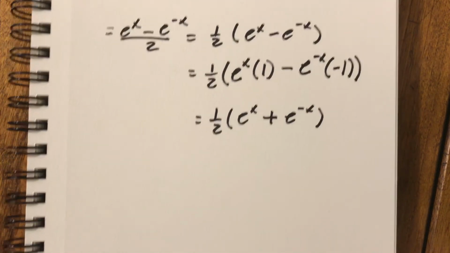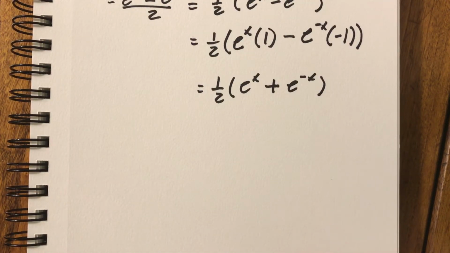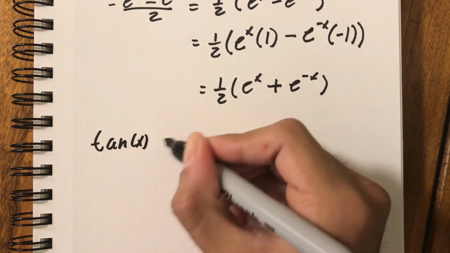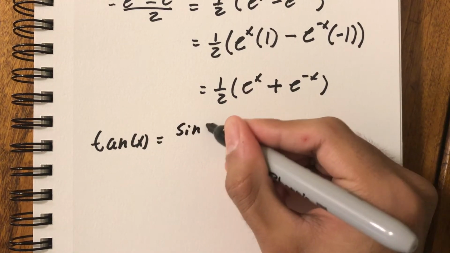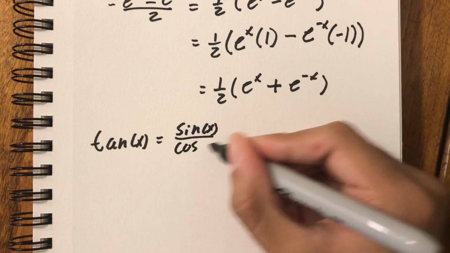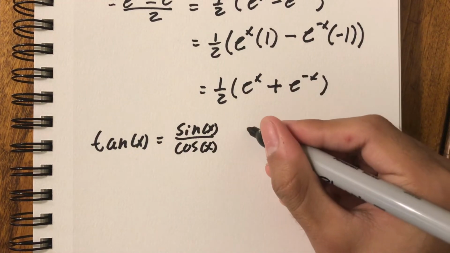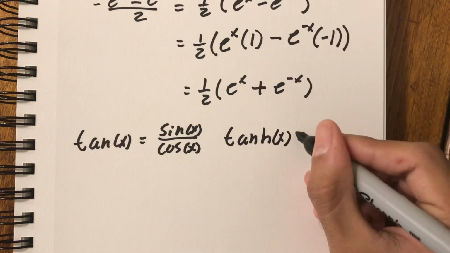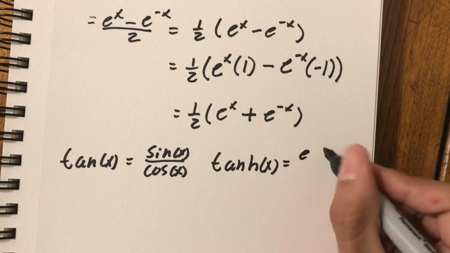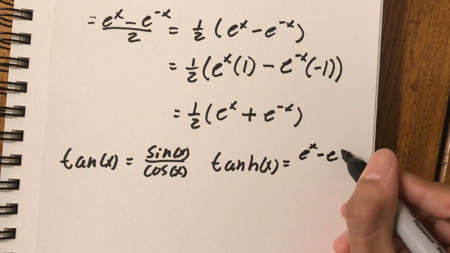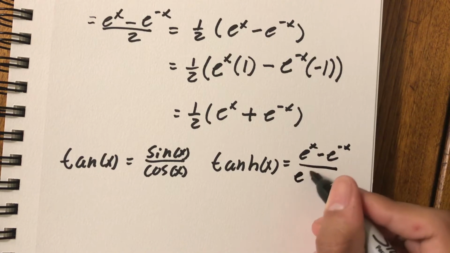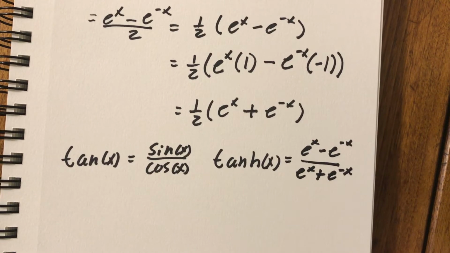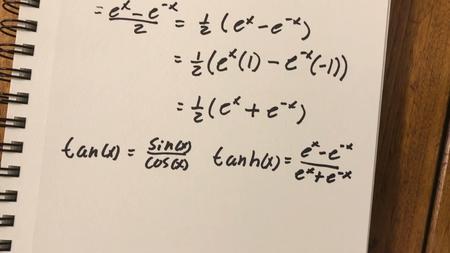Now there are other hyperbolic functions you've got to be aware of, and they behave just like trig functions. So tangent in normal trigonometry is equal to sine of x over cosine of x. And hyperbolic tangent, which is just tangent written with the h, is the same thing. It's hyperbolic sine over hyperbolic cosine, which is e to the x minus e to the minus x over e to the x plus e to the minus x. And you guessed it, secant, cosecant, and cotangent behave the same way.